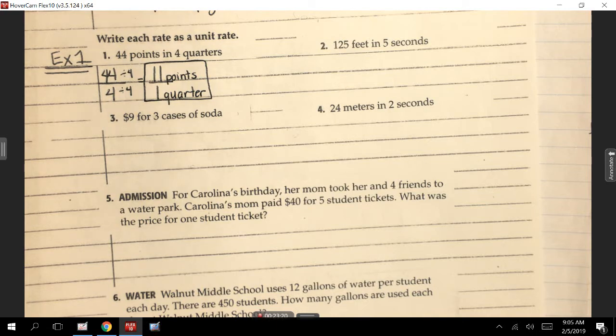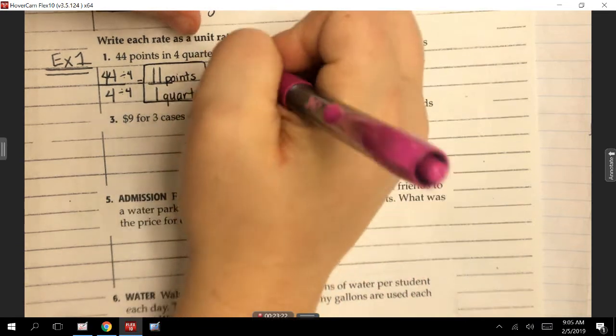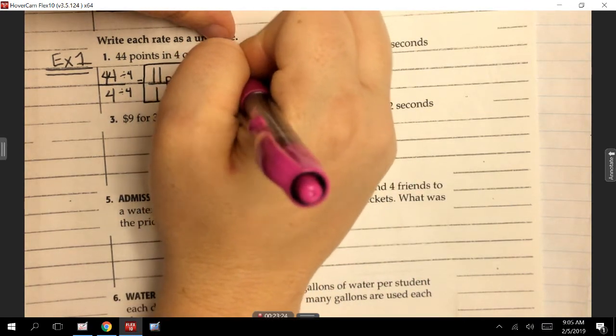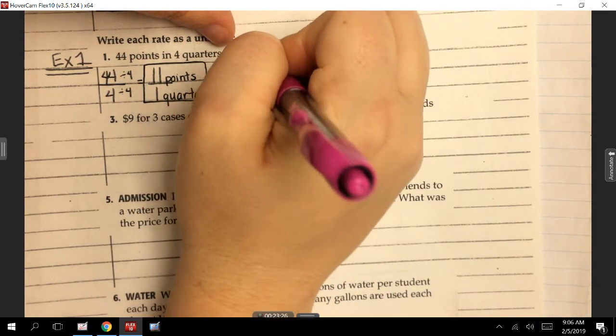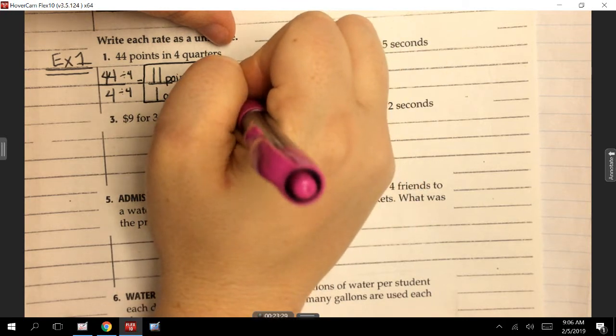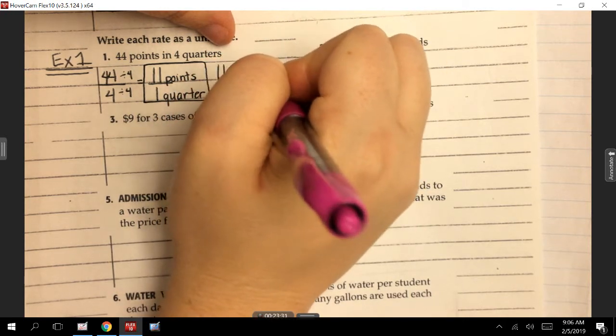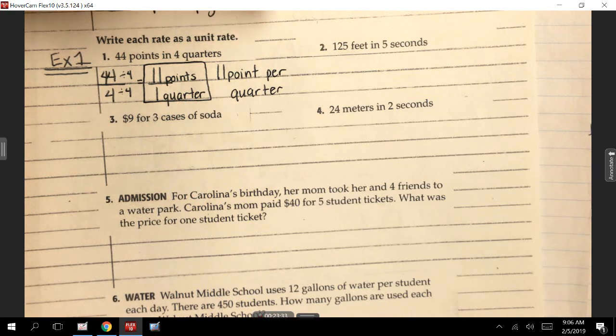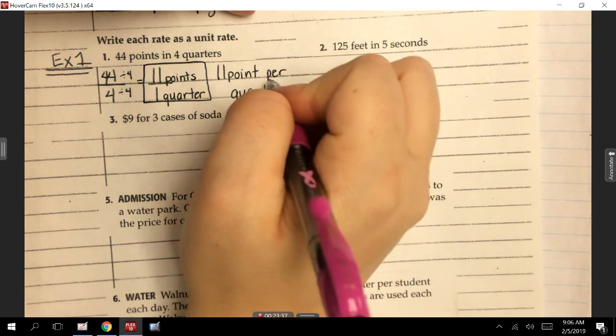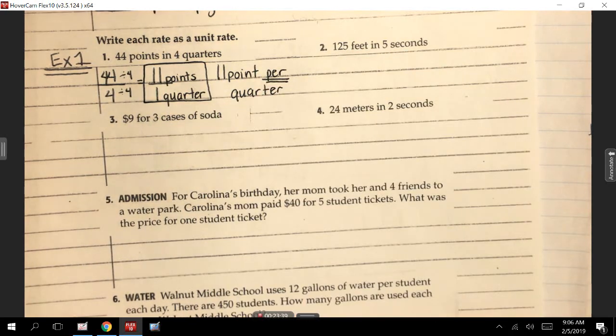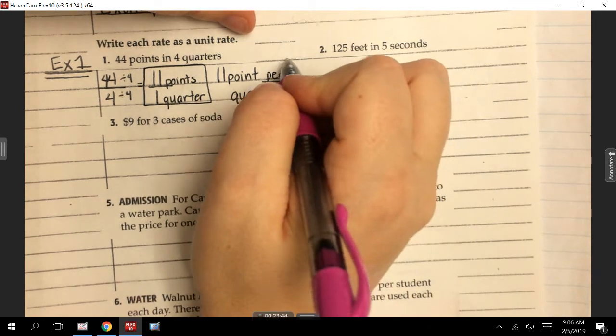In 1 quarter, you score 11 points. So the way that I'm going to word that, guys, is just 11 points per quarter. Because the quarter is only happening once, right? So that's why I can use the word per, because that means it's going to happen every single quarter. So guys, that word per, I want you to underline it. You're going to see that in every single one of your answers today. Okay? And I want us to circle that.